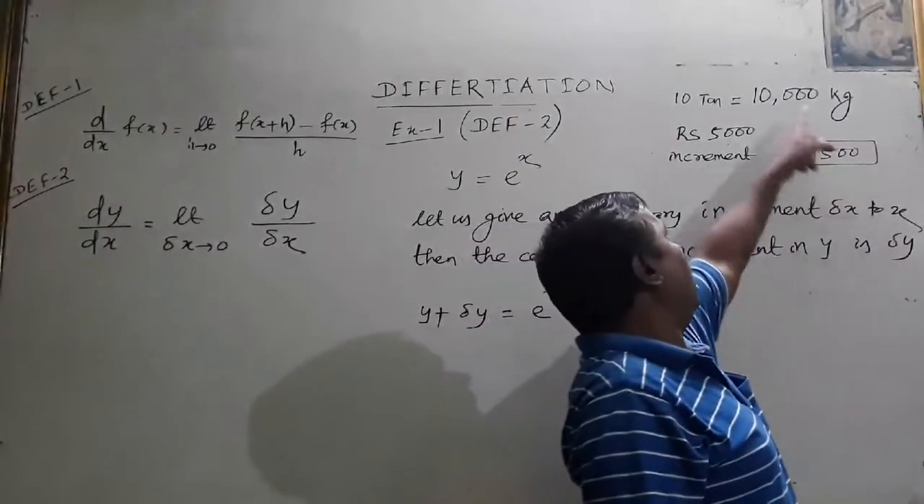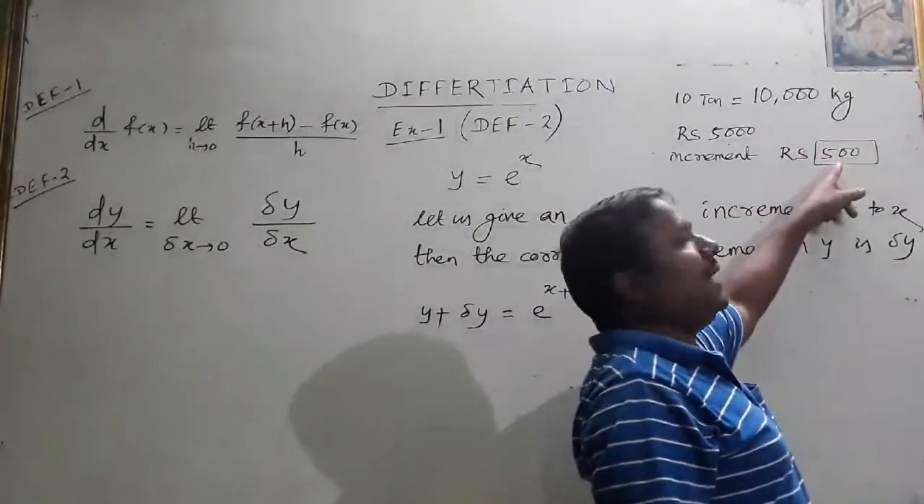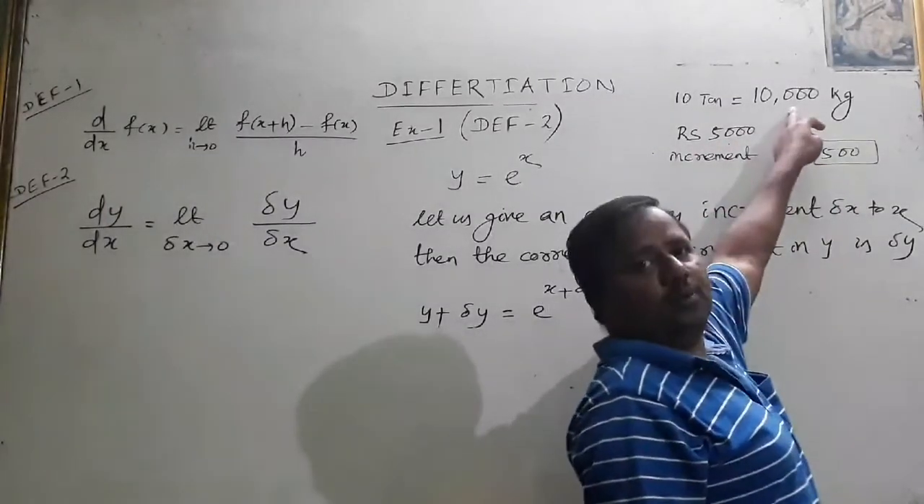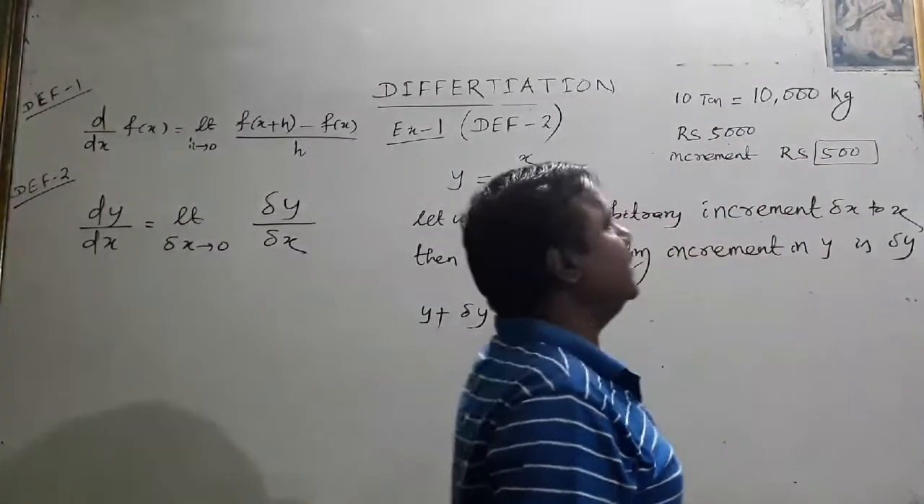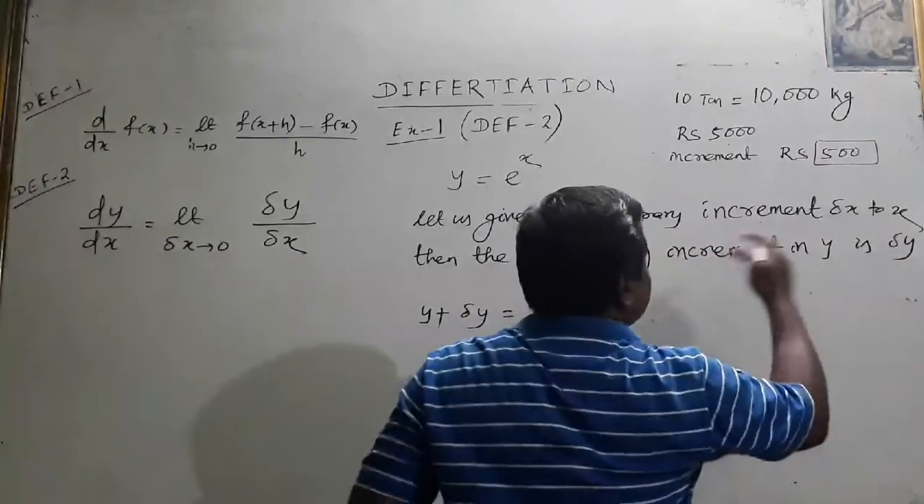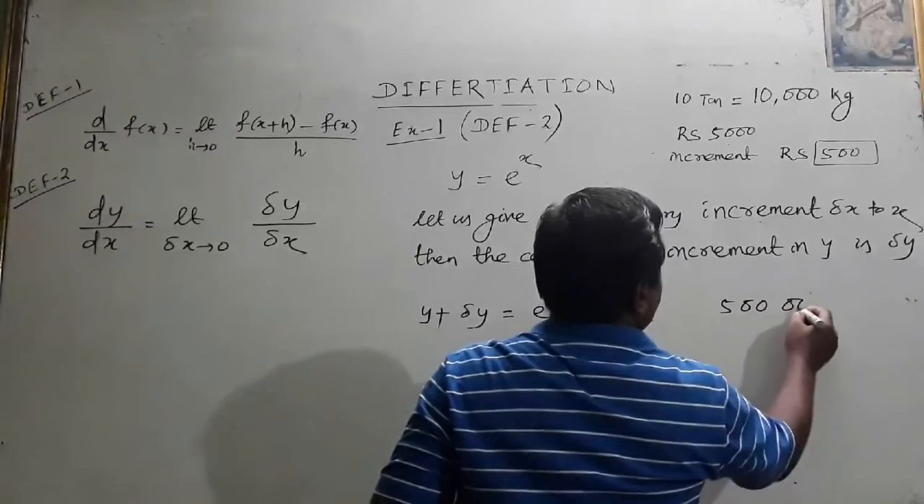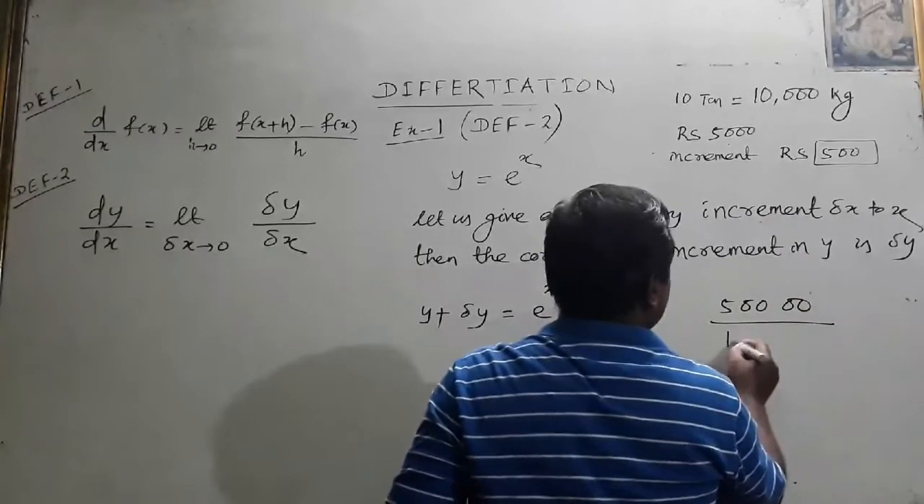So this 500 rupee increment will be put upon these 10,000 kg. So the cost will increase by 500 over 10,000.